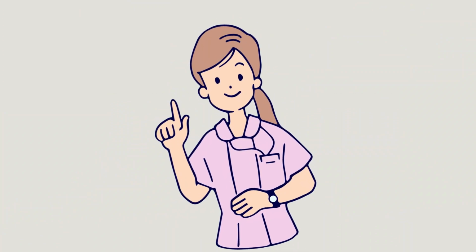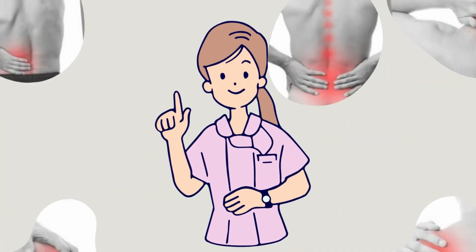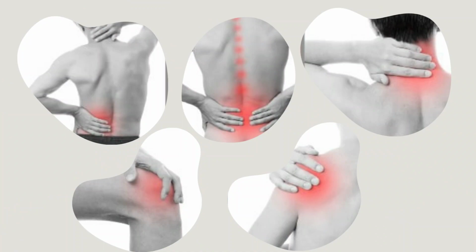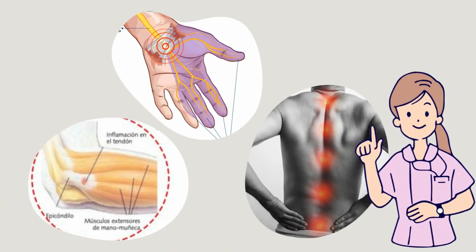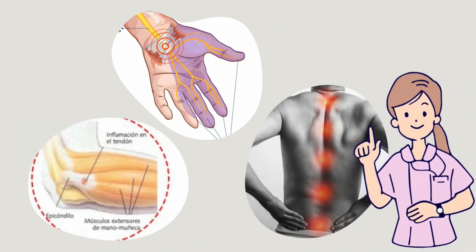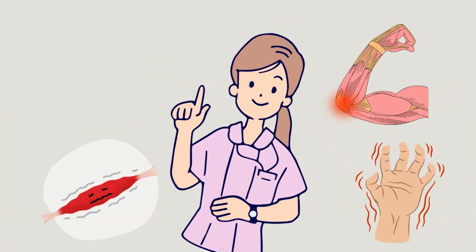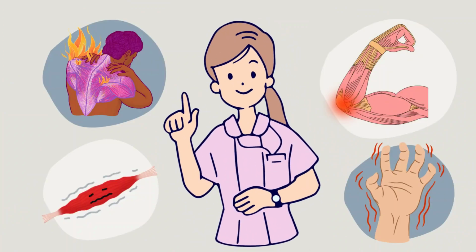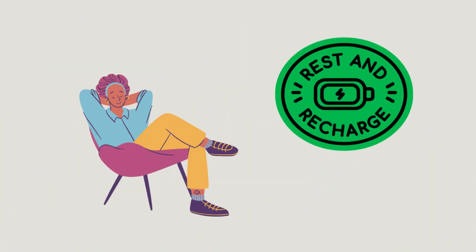Impact of ergonomic risk on administrative staff. Musculoskeletal disorders, MSDs. The most common injuries associated with ergonomic hazards include carpal tunnel syndrome, tendonitis, epicondylitis, and lower back pain. Reduction in productivity. Employees suffering from musculoskeletal pain often have reduced work capacity and may require more rest time.